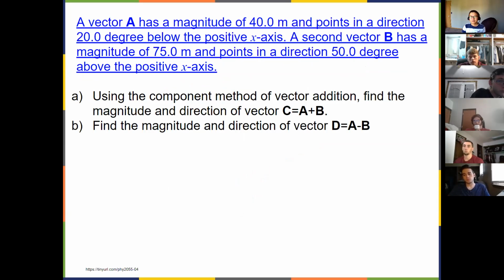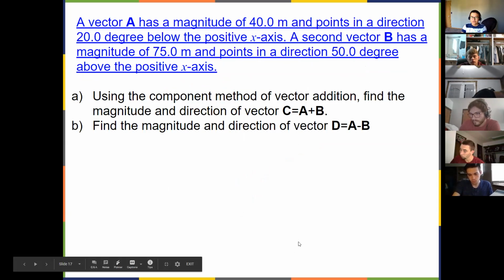Now let's take a look at one example here, okay? I will go through part A on how to do the addition, and later, after we look at that, I will have you guys work on B to do the vector subtraction, okay? So let's look at this part A first together.